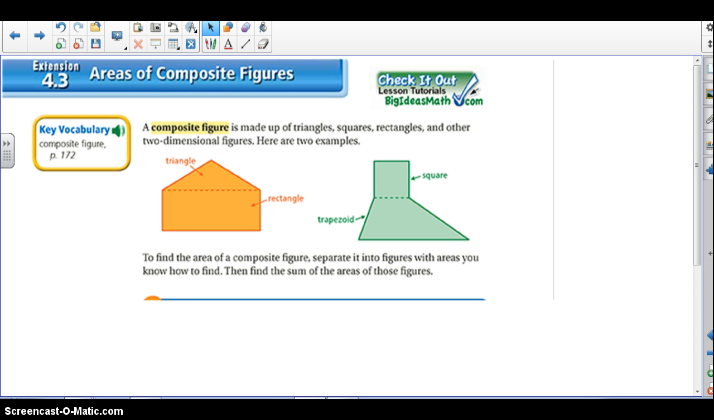You have the area of a triangle and a rectangle. Together they will give you the orange shape's area. In the green, you have a trapezoid and a square, and that'll give you the area of the green figure.